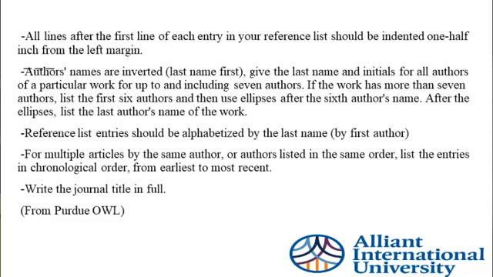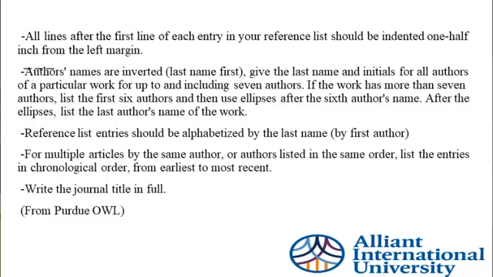Let's say there's 10 of them. You'll list that one indicating that there are authors in between, indicating that there are more than 6 authors. Again, the reference list is in alphabetical order. And for multiple articles by the same author or authors that are listed in the same order, be sure you list their entries in chronological order from earliest to most recent. And you also want to write the journal title in full.